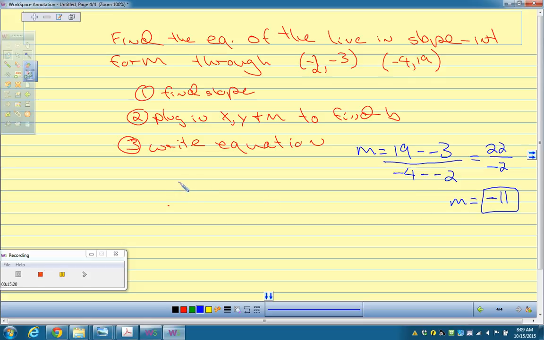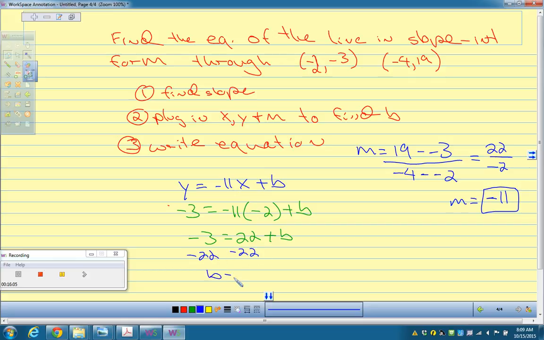Okay? So then I'm going to go y equals m, negative 11x, plus b. And I'm going to plug in either of these 2 points. Doesn't matter which one. Okay? I'm going to just take the first one. So I'm going to plug in negative 3 for y, equals negative 11. I'm going to plug in negative 2 for x, plus b. Okay? And then you get negative 3, negative 11 times negative 2 makes 22 plus b. Right? Did I do that right? I think I did. And then I'm going to subtract 22 from both sides. And I get b equals negative 25.